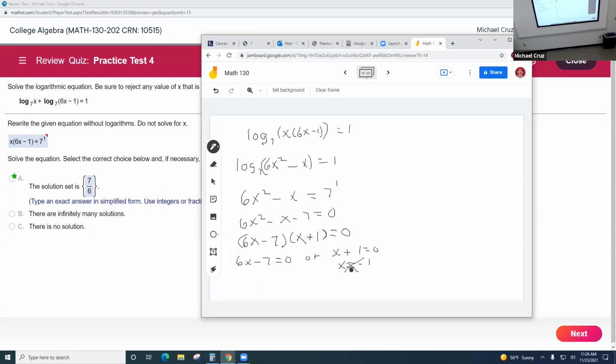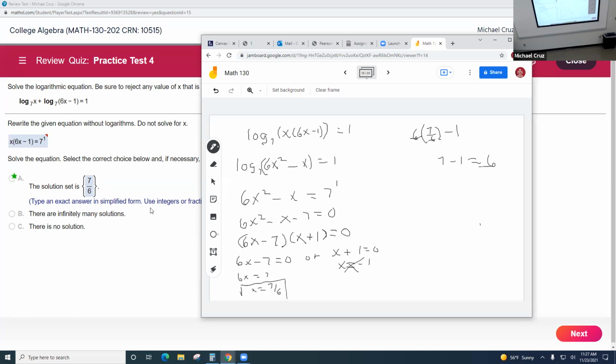Because it's going to be 6x is equal to 7, or x is equal to 7/6. So that's how they get that one. And if you put that one back into the original one, if you put 7/6 there, that's positive. If you take 7/6 times 6, then that's going to be 7 minus 1 is equal to 6. That one works as well. So that's the only solution.